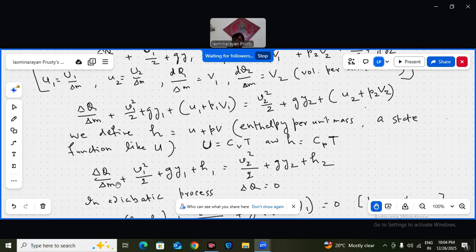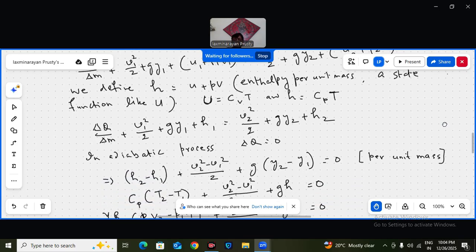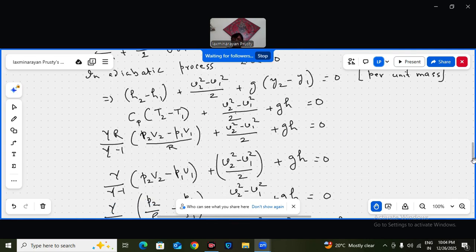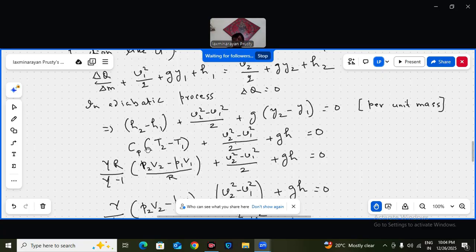So delta Q by delta M plus V1 square by 2 plus gY1 plus H1 is V2 square by 2 plus gY2 plus H2. Right? So we are writing H2 minus H1 and transporting to this side, equal to delta Q by delta M. I took that as 0 because it is an adiabatic process. These are all per unit mass. So H2 minus H1 will be Cp (T2 minus T1), plus V2 square minus V1 square by 2, plus g times the height difference, where Y2 is h and Y1 is 0.